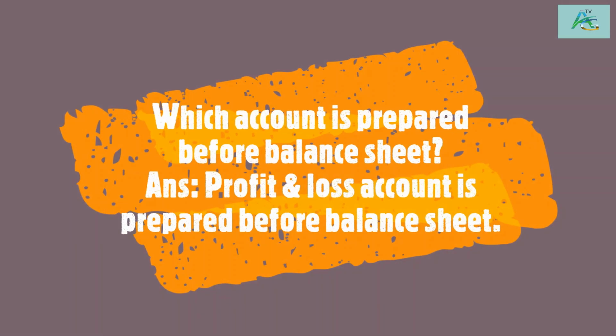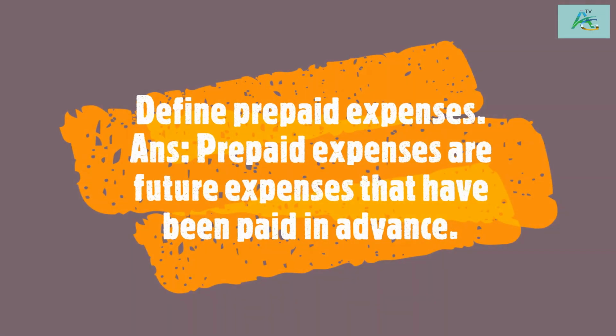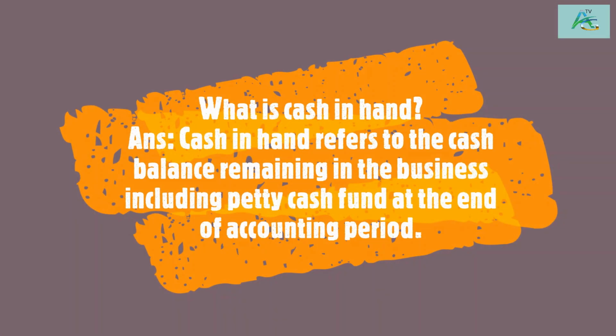Which account is prepared before balance sheet? Profit and loss account is prepared before balance sheet. Define prepaid expenses. Prepaid expenses are future expenses that have been paid in advance. What is cash in hand? Cash in hand refers to the cash balance remaining in the business including petty cash fund at the end of accounting period.